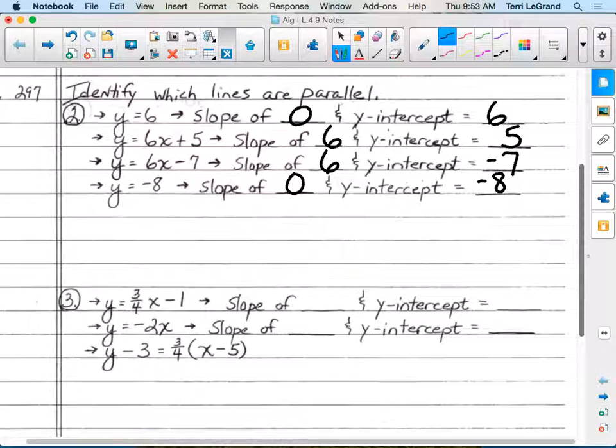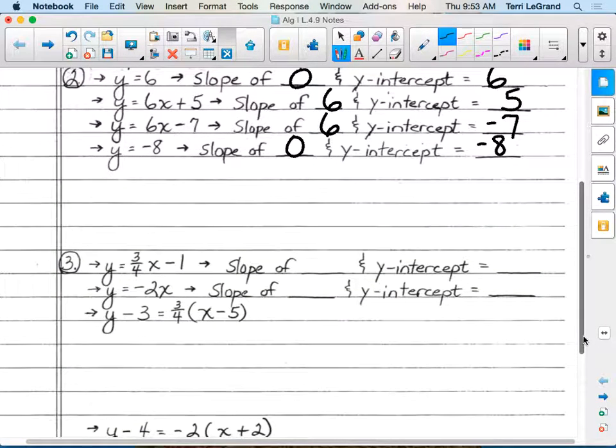Are they parallel? Okay, because they're both what kind of lines? Horizontal lines. So horizontal lines have to be parallel too, don't they? So we're going to say that y equals 6 and y equals negative 8 are parallel.